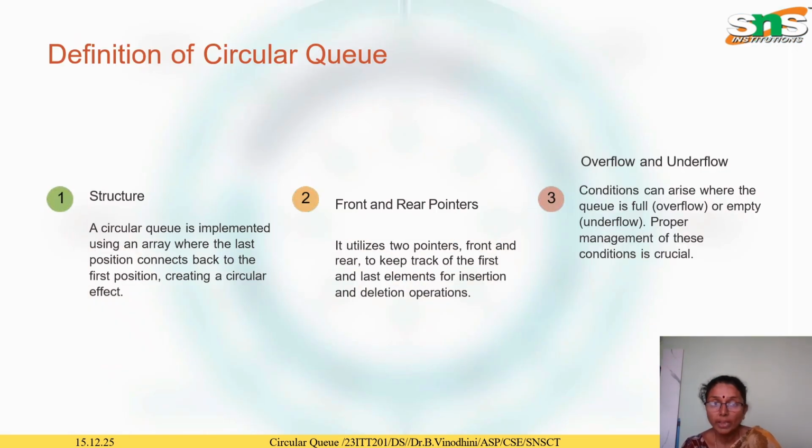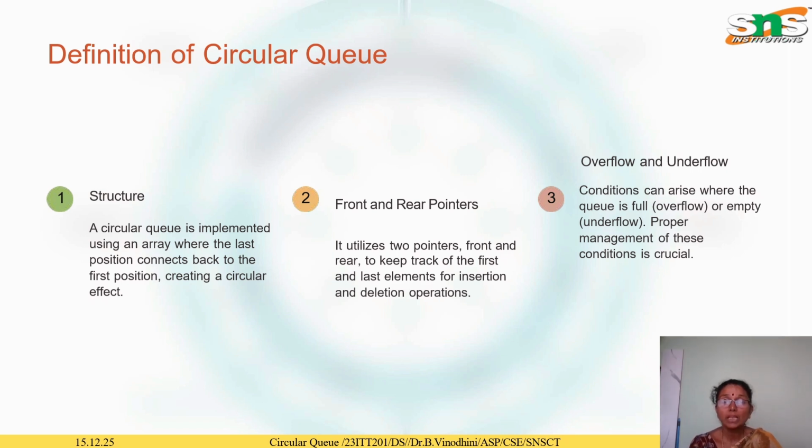Now I will define what a circular queue is. The circular queue is a linear data structure. It is implemented in terms of an array representation. In the circular queue also, we have two pointers, front and rear. We can insert the element at the rear end and we can delete the element at the front end. In the structure, the last element connects to the first element. That is the structure of the circular queue.